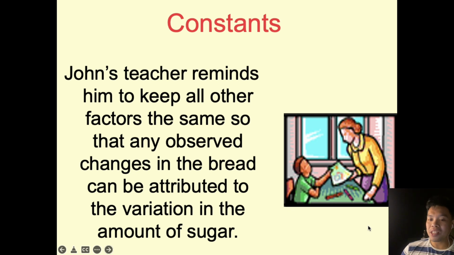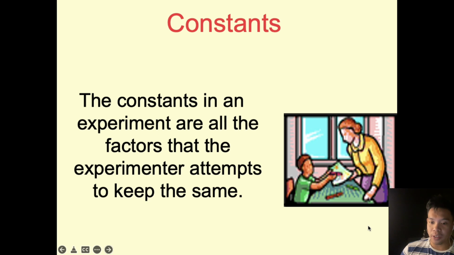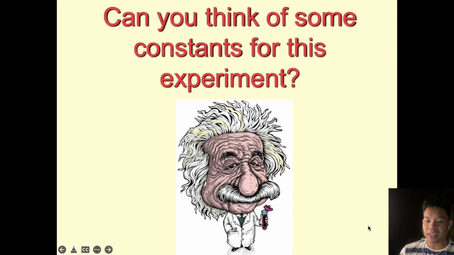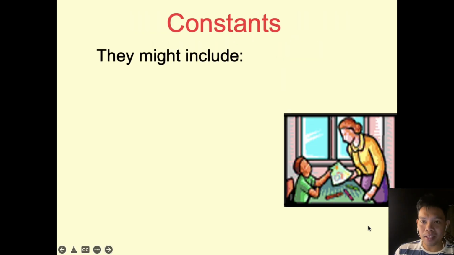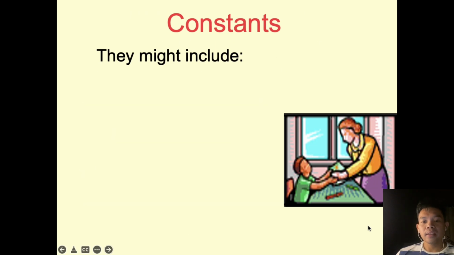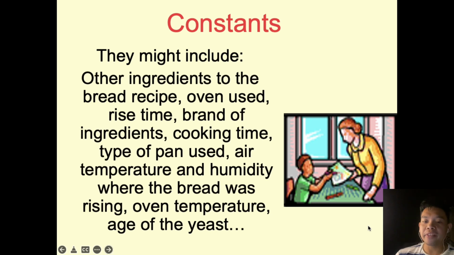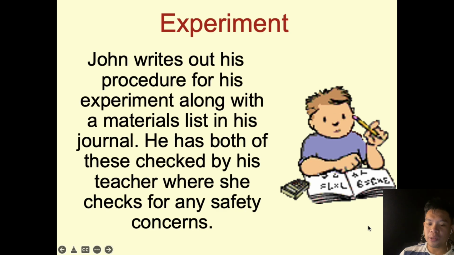John's teacher reminds him to keep all other factors the same, so any observed changes in the bread can be attributed to the variations in the amount of sugar. The constants in an experiment are all factors that the experimenter attempts to keep the same. Can you think of some constants for this experiment? That might include other ingredients of the bread recipe, oven used, rise time, brand of ingredients, cooking time, type of pan used, air temperature and humidity, where the bread was rising, oven temperature, age of the yeast.